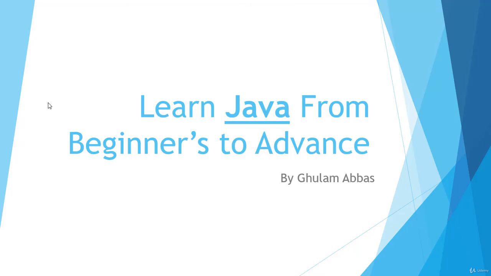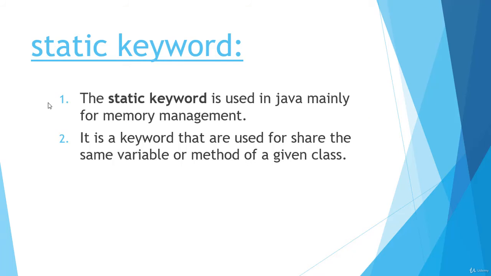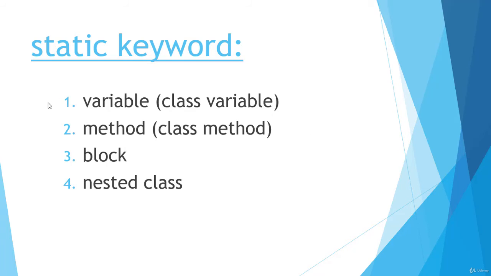Hello and welcome back to this course. Today we are going to discuss the static keyword. The static keyword is mainly used in Java for memory management. It is a keyword that is used to share some variables or methods of a given class. Now when you create a static variable in your class, that variable allocates memory only one time when you run the program. So in this way, the static keyword is used for memory management.